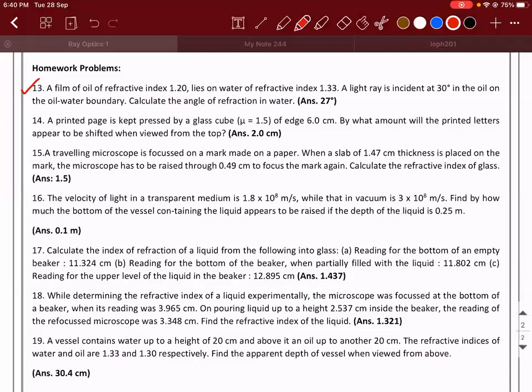Sine inverse of 0.45. How did you get that? Sine inverse of 60 by 133. I got it. 1.2 into sine 30 is equal to 1.33 into sine r. So 0.6 is equal to 1.33 times sine r. So sine r is equal to 60 divided by 133. Okay. Next one you need not do.